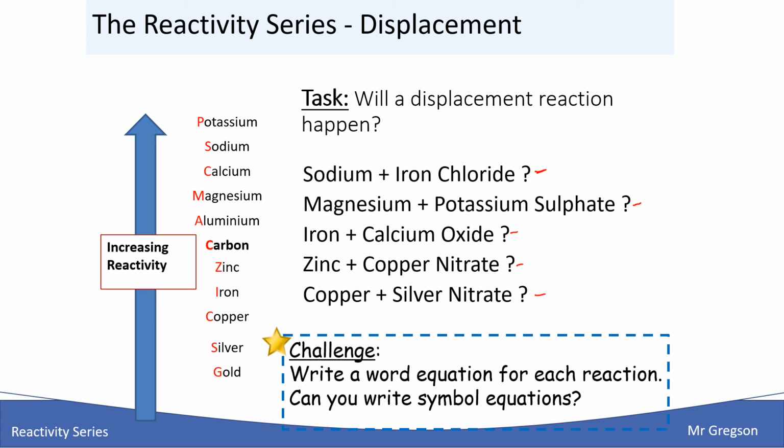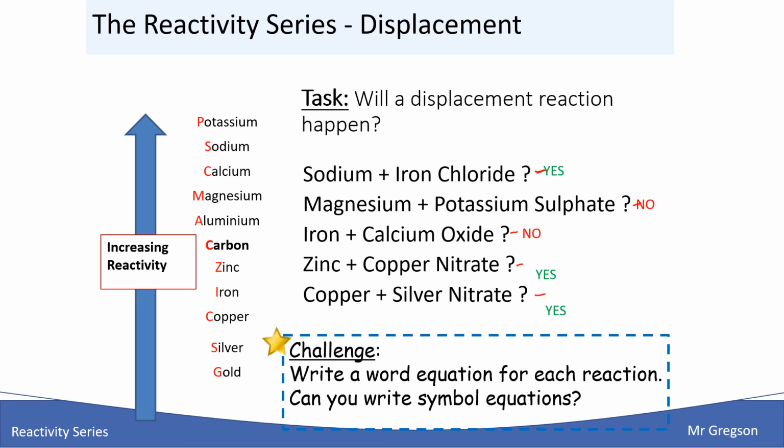Okay, so if you're back with us, here we go. There we go. So sodium will react with iron chloride. Sodium's far more reactive. It's number 2 on the table. Magnesium and potassium, I would think not. Potassium's the most reactive. Magnesium's 4th down in this list.